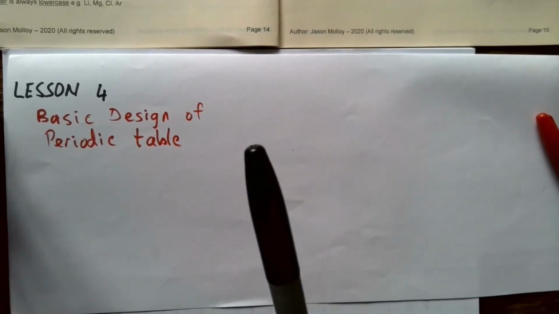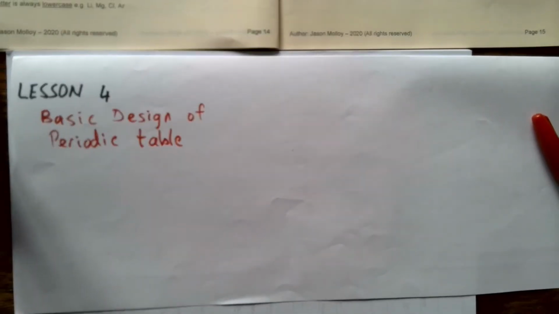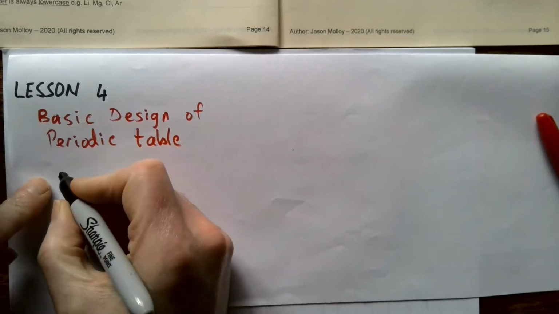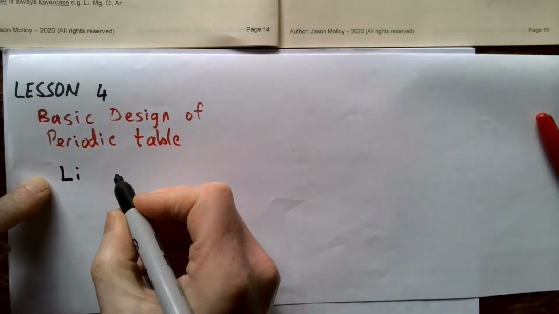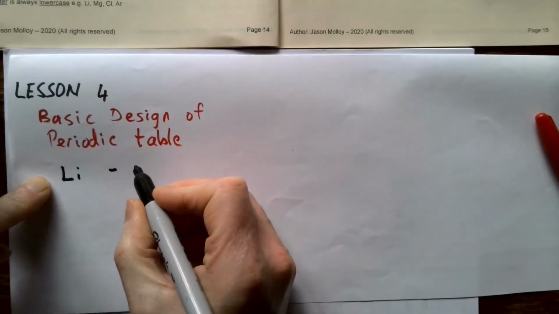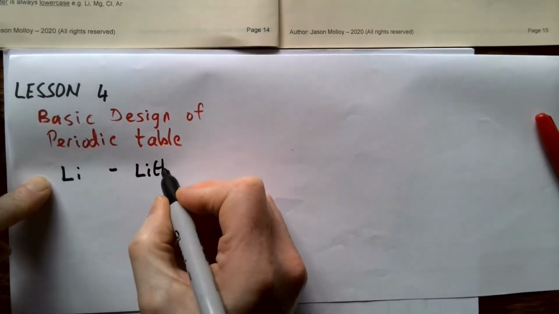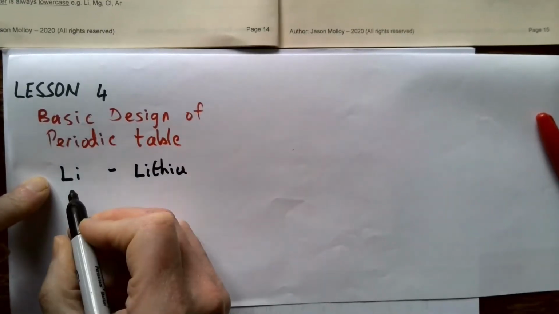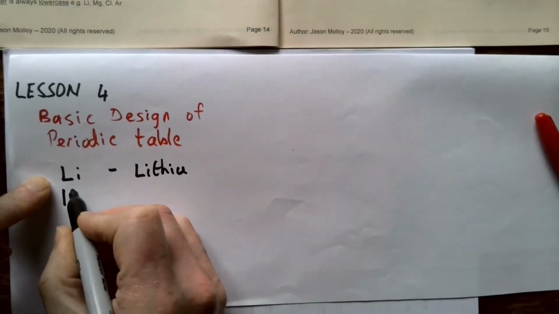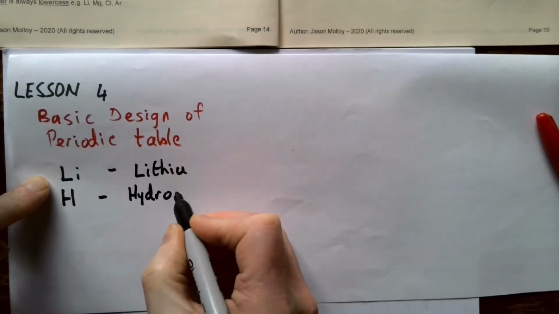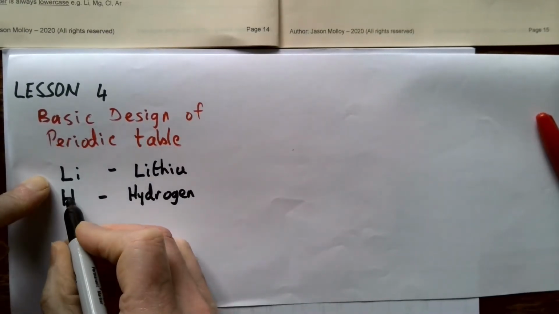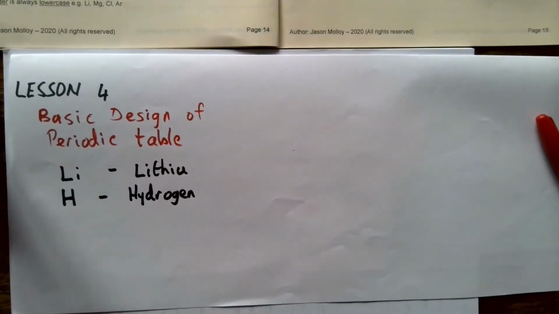We also then have the symbols for the elements in the periodic table, given as a capital letter followed by a lowercase letter. So for example, this is lithium. Okay, and we could have things that just have one letter, for example, hydrogen, which is just a capital H.